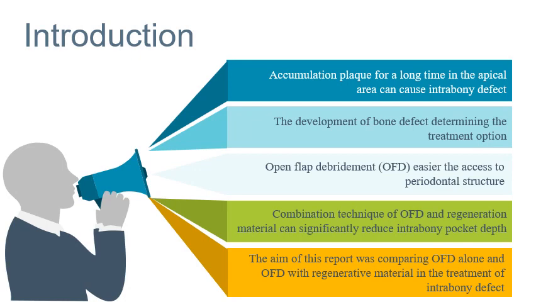Introduction. Accumulation of plaque for a long time in the apical area can cause intrabony defect. The development of the bone defect determines the treatment option. Open flap debridement, or OFD, eases access to the periodontal structure. The combination technique of OFD and regeneration material can significantly reduce intrabony pocket depth. So the aim of this report was comparing OFD alone and OFD with regenerative material in the treatment of intrabony defect.